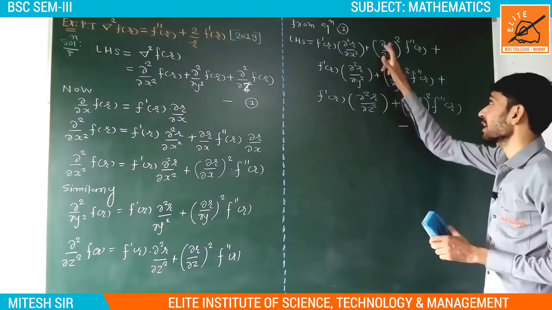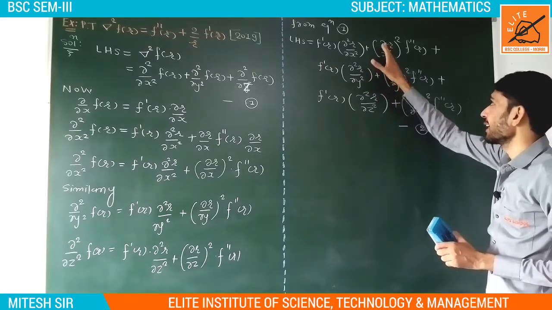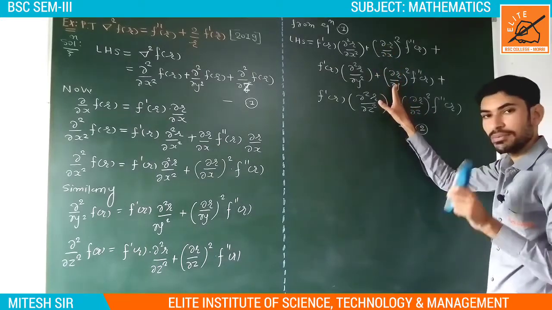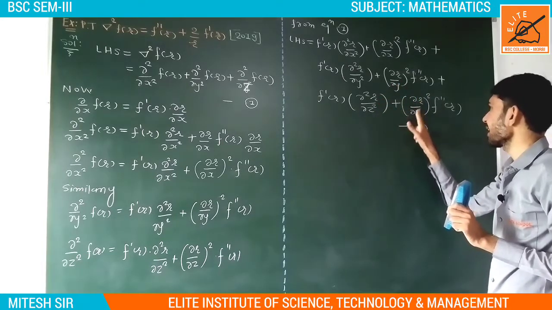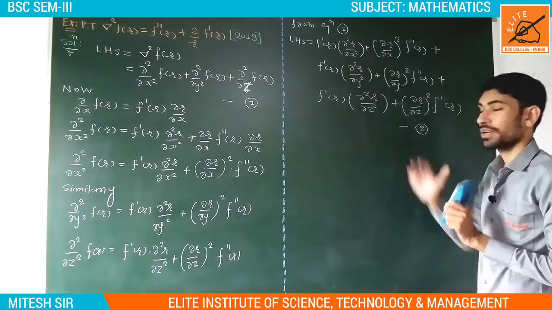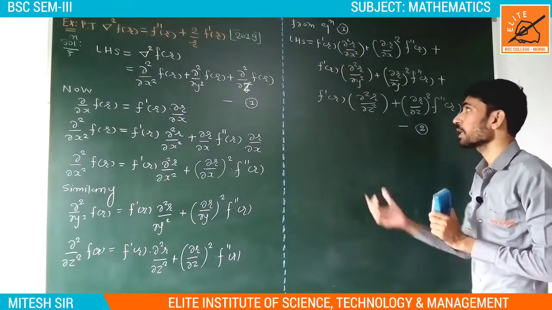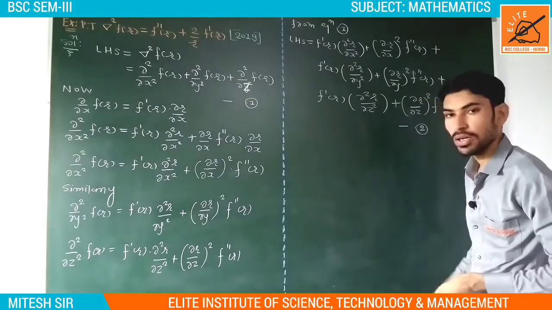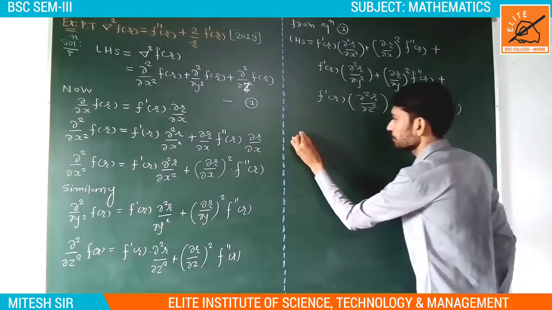મિત્રો આપણી પાસે del r upon del x ની વેલ્યુ છે. As we know del r by del x is nothing but x by r, del r upon del y is nothing but y by r and value of del r by del z is z by r. પણ આપણી પાસે del square r upon del x square ની વેલ્યુ છે નહીં. So first of all here we find these three values. After that we substitute these values in equation number 2.